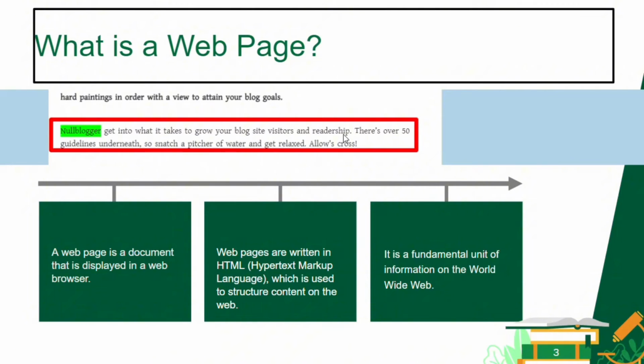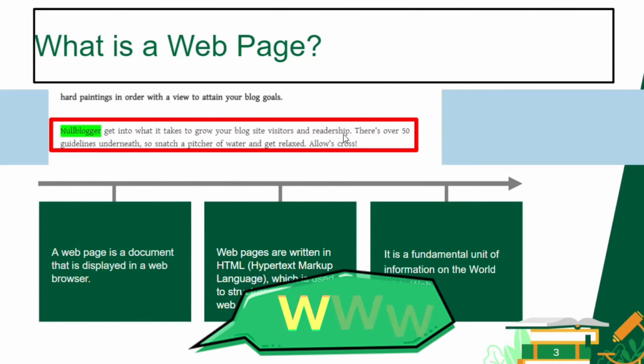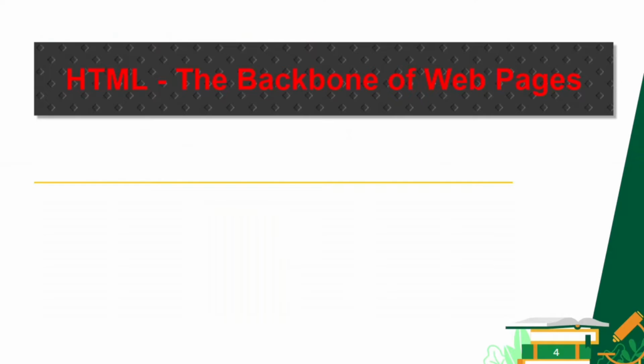A web page is a document that is displayed in a web browser. Web pages are written in HTML, that's called hypertext markup language, which is used to structure content on the web page. Basically, it's a fundamental unit of information on the World Wide Web, that we know as WWW. HTML is the backbone of a web page.